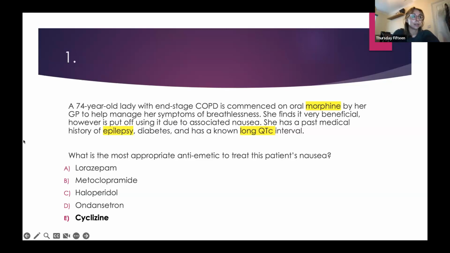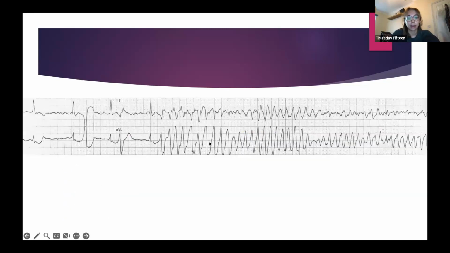Yeah, exactly. Torsades. Well done, everyone. So that looks like this. It's an example of torsades. So it's a good one to commit to memory because they like asking about it in exams.